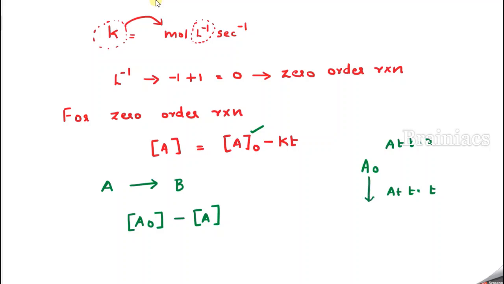A0 changes to A. When A0 is decreasing to A, what happens at the other end? B will be formed, I mean the product will be formed. Initially no product was there, so this is the transformation. Understood? So this change in concentration, the decrease from A0 to A, will be equal to what? The rate of formation of B.